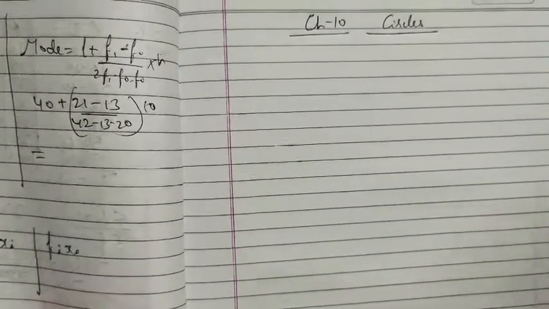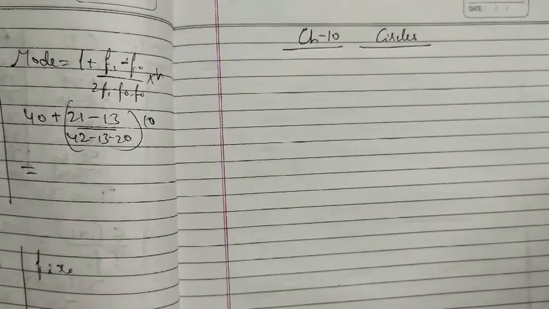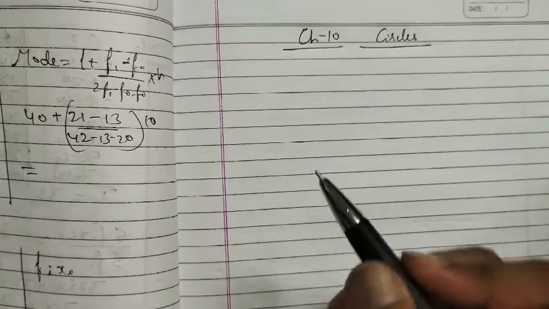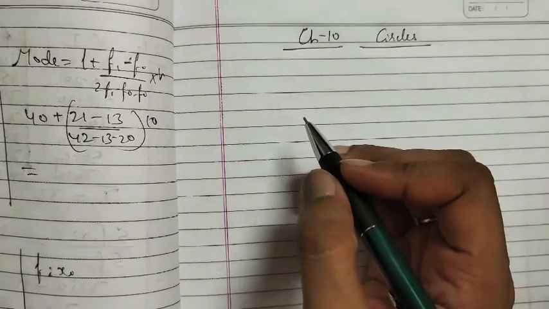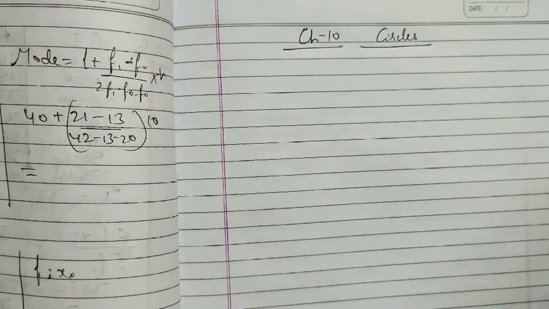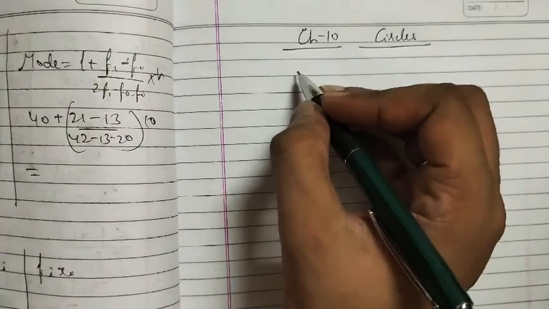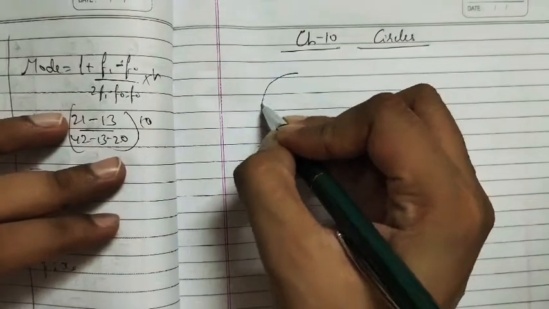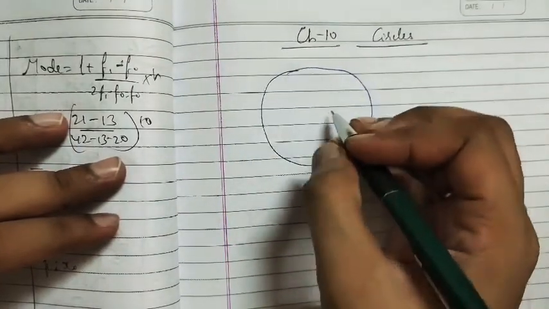So hello all, today in this video we will talk about the next chapter of class 10, chapter 10, Circles. The chapter is very easy and the concepts are very simple. So just try to understand it. Suppose this is a circle, right?